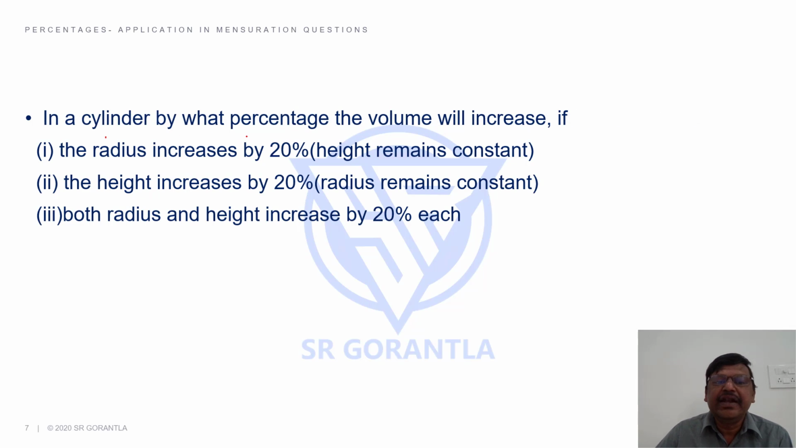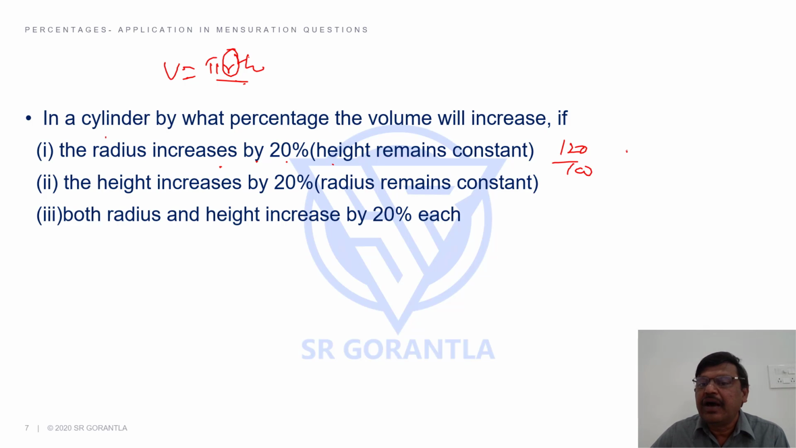Next one: in a cylinder, by what percent will the volume increase? What is the volume of a cylinder? Pi r square h. See, now we are going to do it directly by the shortcut. The radius increases by 20%, the height remains the same. This remains the same, only this is increasing by 20%. But what is the power of r here? 2. So if the radius is increasing by 20%, the new radius is 120% or 1.2 times. But the power of r is 2 here. What is 1.2 whole square?